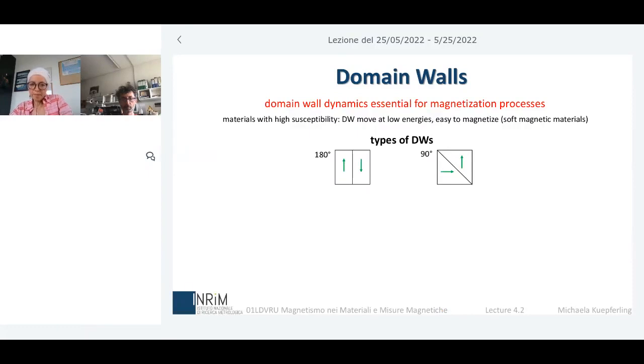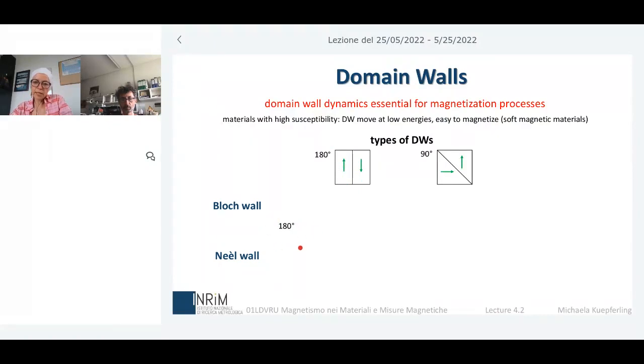And again, we will find reasons for this different behavior and the different types of materials in the domain wall dynamics, let's say. So let's consider that we can have, of course, any kind of angle between the different magnetizations in the two different regions, in the two different domains. But the simplest to be described theoretically are 180 and 90-degree domain walls. When we speak about the 180-degree domain wall, then we think that the magnetizations in these neighboring domains are pointing in opposite directions, or anti-parallel. So they have an angle of 180 degrees.